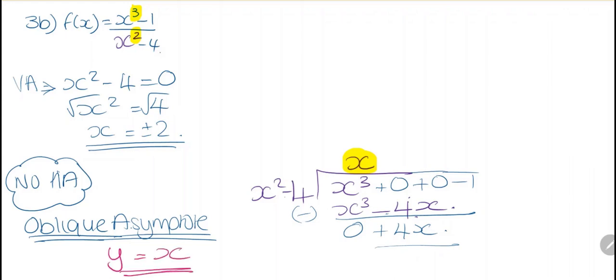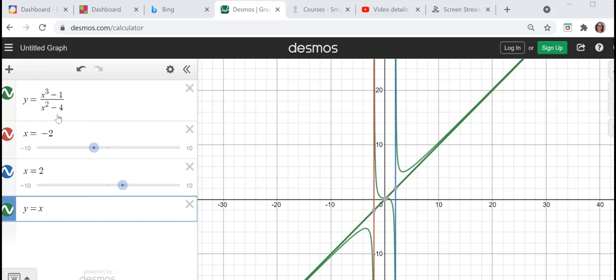So let's have a look at this graph in Desmos. We have our graph. We have our 2 vertical asymptotes, minus 2 and 2, and our oblique asymptote y equals x.